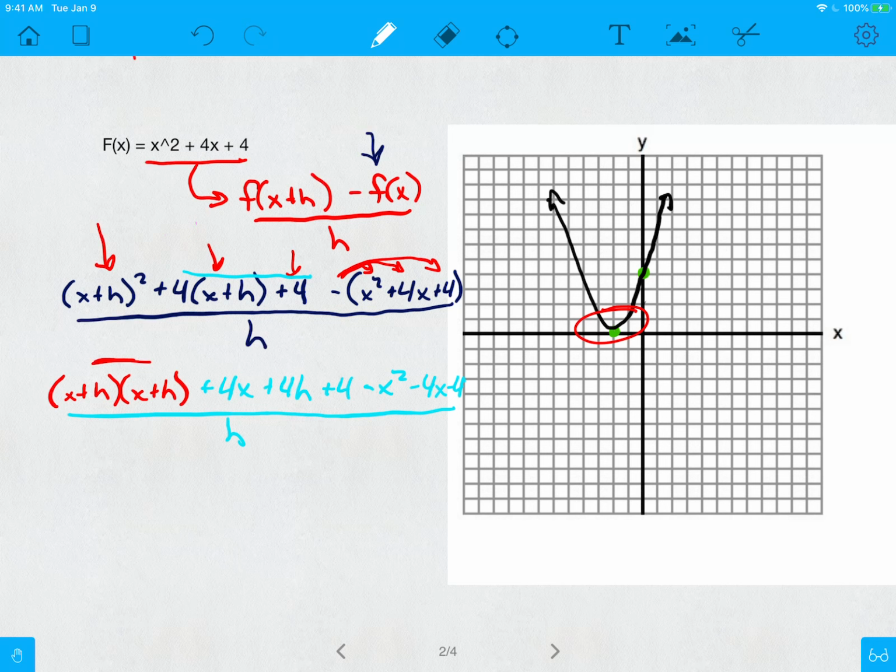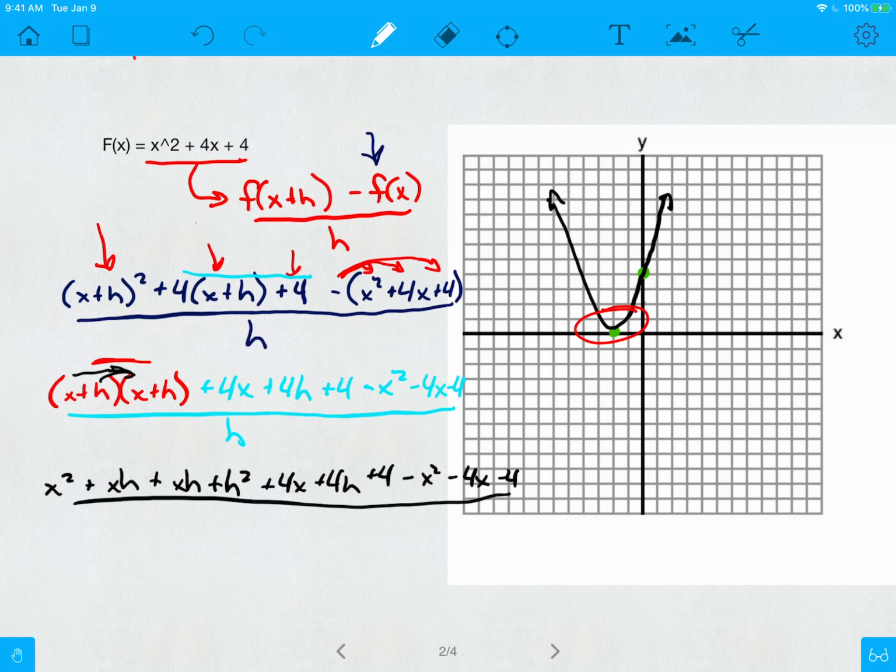So if I FOIL first and last on these red parts here, in the back, doing all these, I get x squared plus xh plus xh plus h squared. That's FOILing that out. In the back, I still have the 4x, 4h, plus 4, and then subtracting all those other parts. All over h. Okay, so that is the entire differential quotient. That's what we've done up to this point.